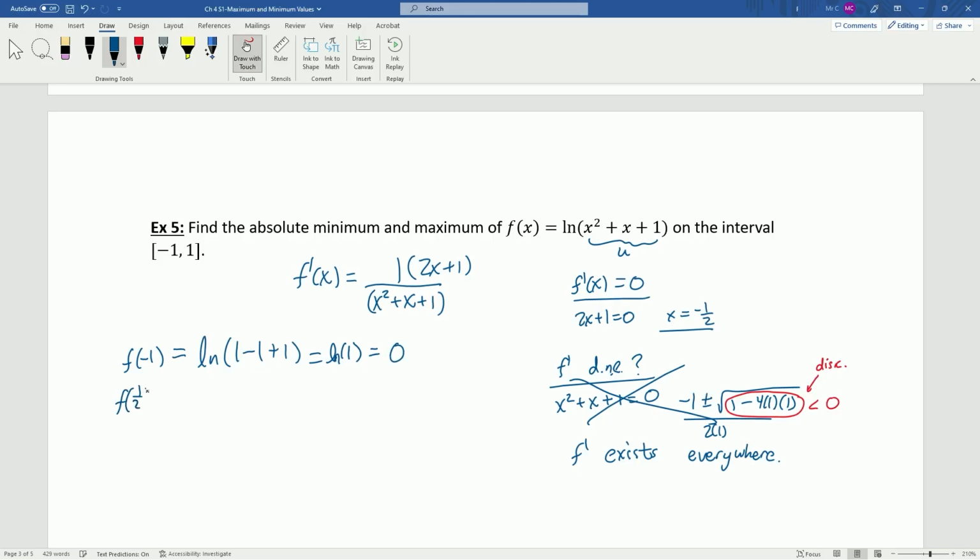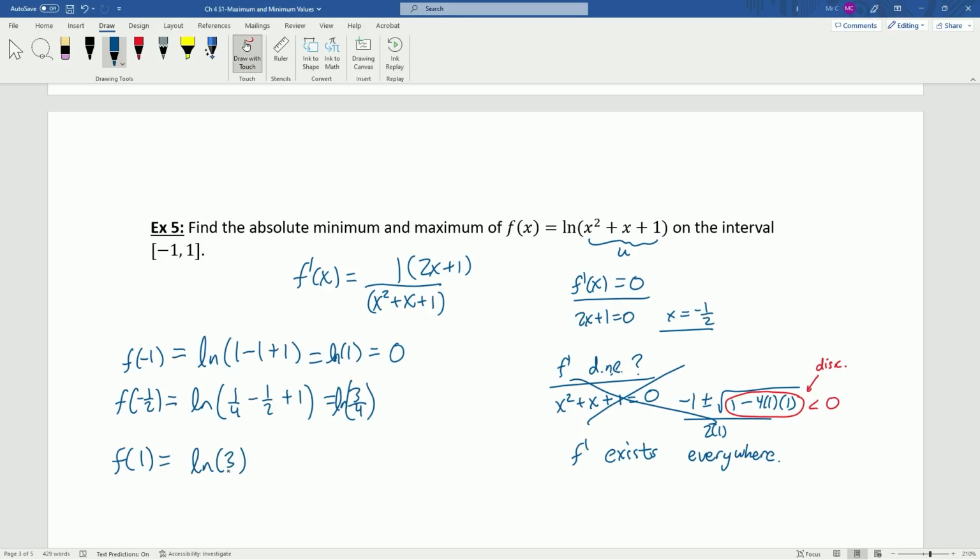And now I'll check -1/2. Let's just rewrite that. F of -1/2. That's the natural log of 1/4 minus 1/2 plus 1. That's 1/4 minus 2/4 plus 4/4. That's 3/4. That's ln of 3/4. Now we check f of 1, and that's going to be ln of 3.